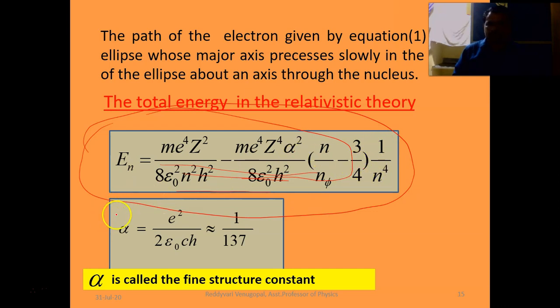Here alpha is called the fine structure constant, because as we have discussed in the drawbacks of the Bohr atomic model, when a transition happens from a higher energy state to a lower energy state, in the Bohr atomic model only one spectral line is there. But that is not the case. When you perform an experiment, each line consists of multiple lines. That is called the fine structure of the spectrum. So in the Sommerfeld atomic model, alpha is called the fine structure constant.